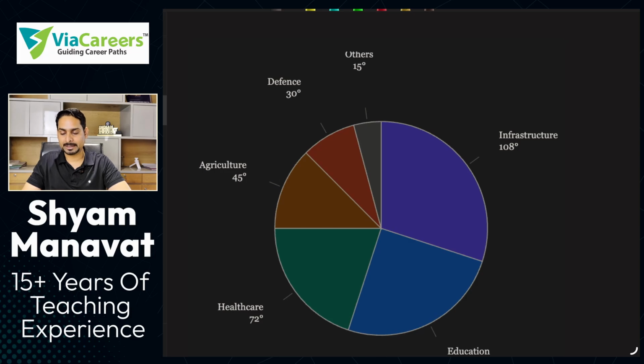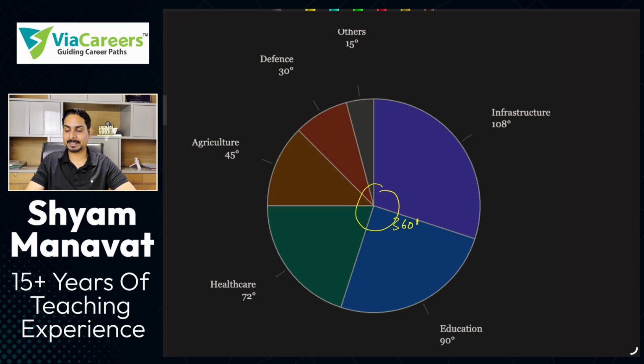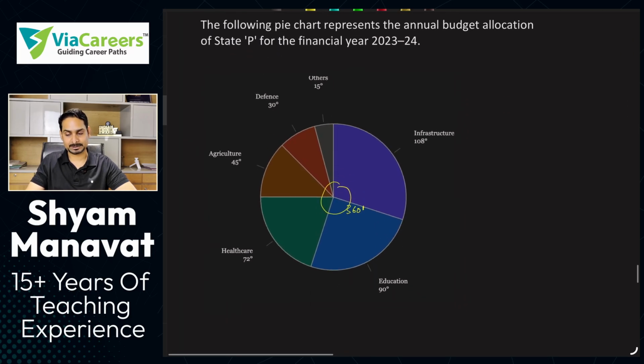Yeah. So here the distribution of the data is in the form of degrees. It's not in the form of percentage. So अभी हमें यहाँ क्या ध्यान रखना पड़ेगा कि total degree is what? 360 degrees. Total percentage is 100%. Total degree is 360 degrees. We have the distribution of data here, based on which we have to answer the question.